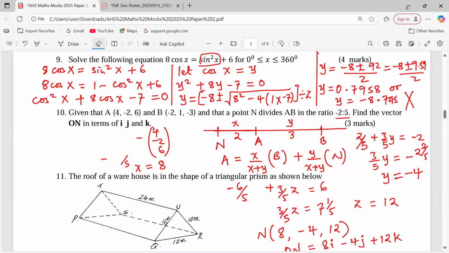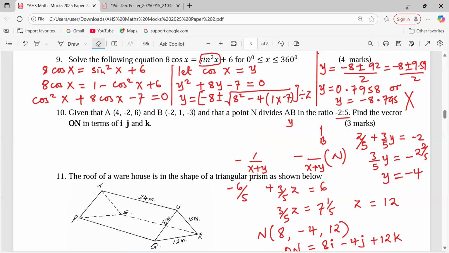Allow me to clear the board so that we may continue with convenience.